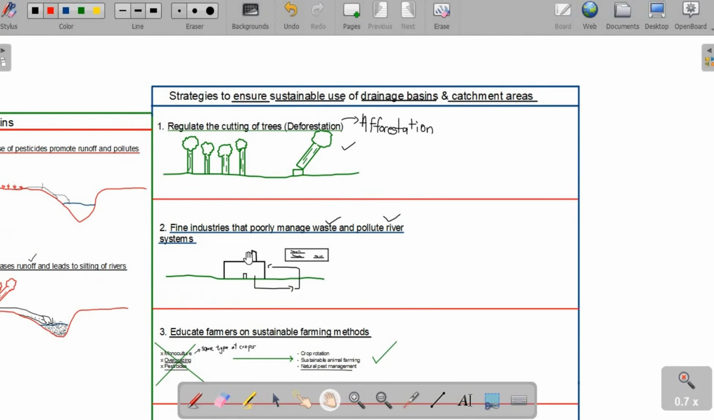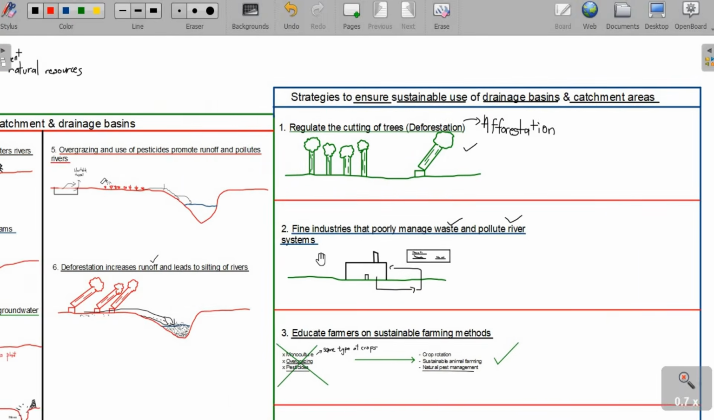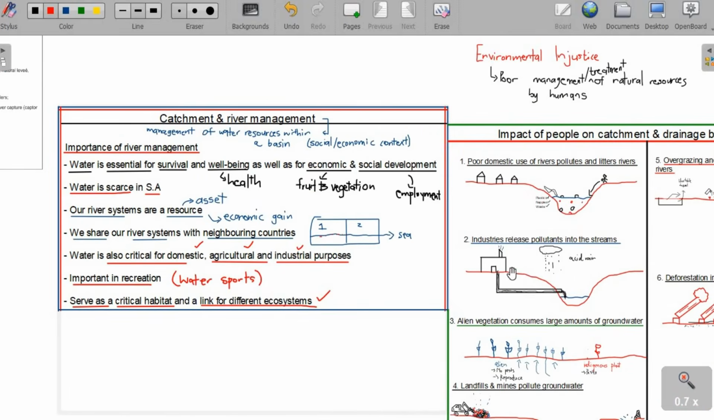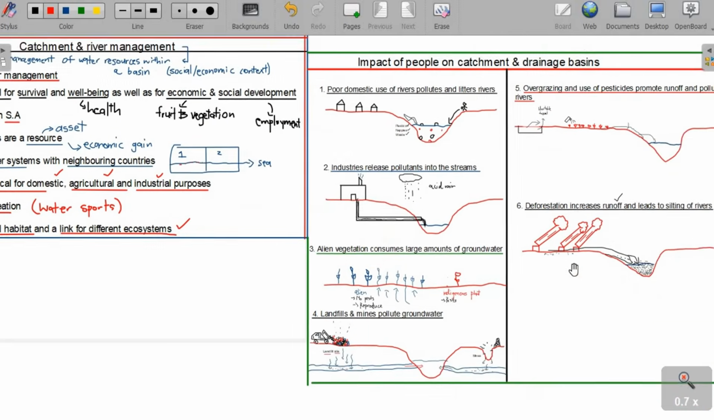So this is what I have for you in store today. Catchment and river management, that is the topic, and we've covered all of that.